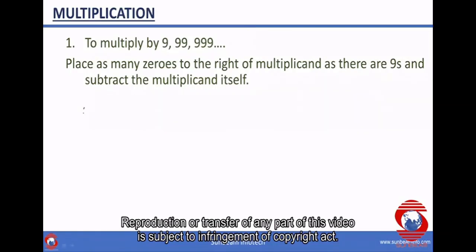So if I say 26234 is the number, and I want to multiply it by 99, for example, I'm just trying to show you how to use this rule. If I have to multiply 26234 by 9999, then I have to place as many zeros to the right of the multiplicand. So can I say 26234? On its right side you put as many zeros as there are 9s. How many 9s are there? 3 9s are there. So I'll put 3 zeros on the right side of this number. What does multiplicand mean? The given number.